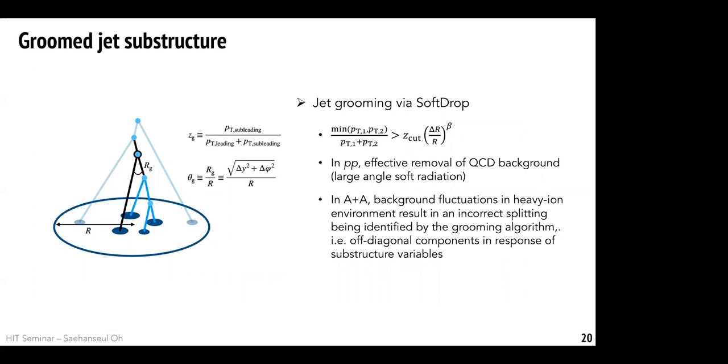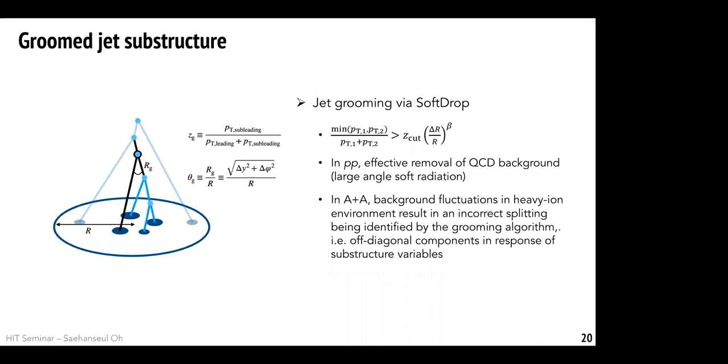If you have been in the heavy ion field, you've seen a similar slide at least once. So jet soft drop is the jet grooming algorithm using this condition. It's an iterative grooming algorithm. And in PP, it's a very effective way to remove the QCD background. So it basically removes the large angle soft radiation.